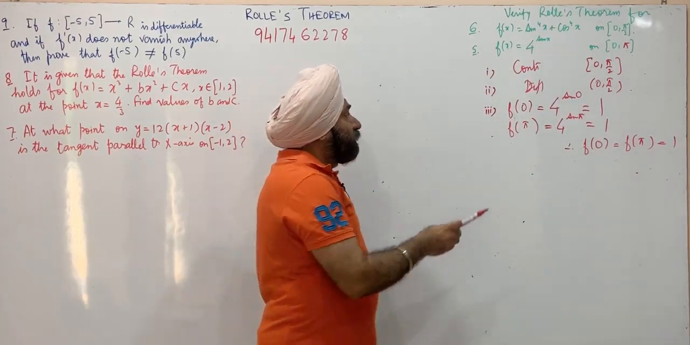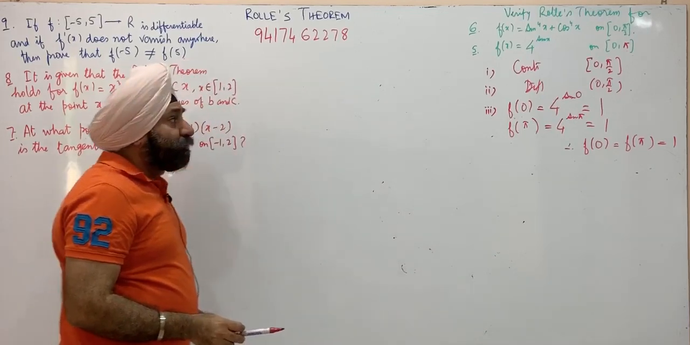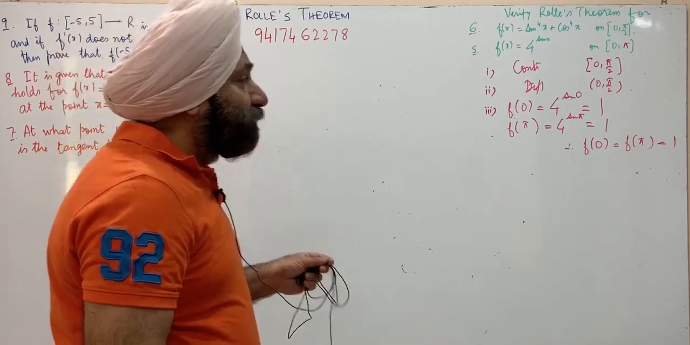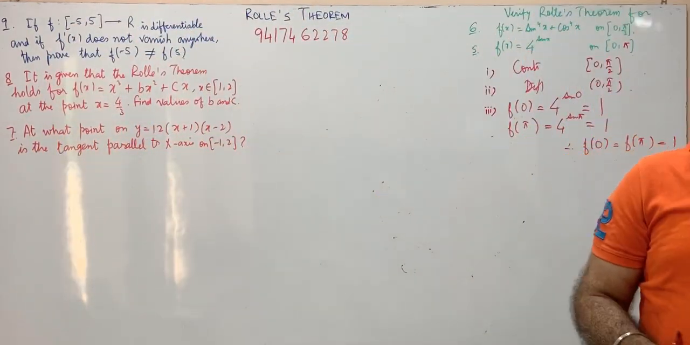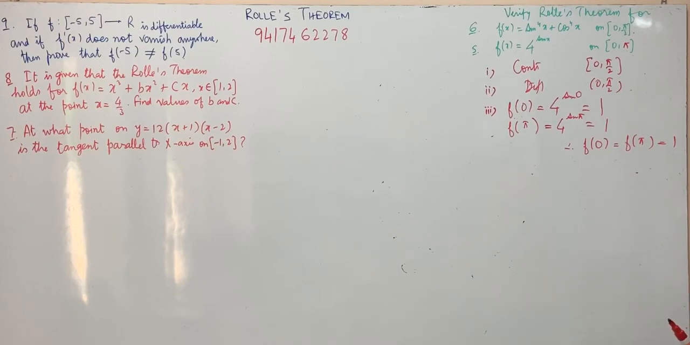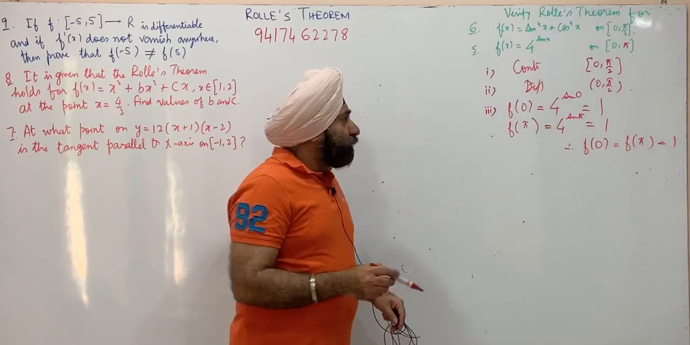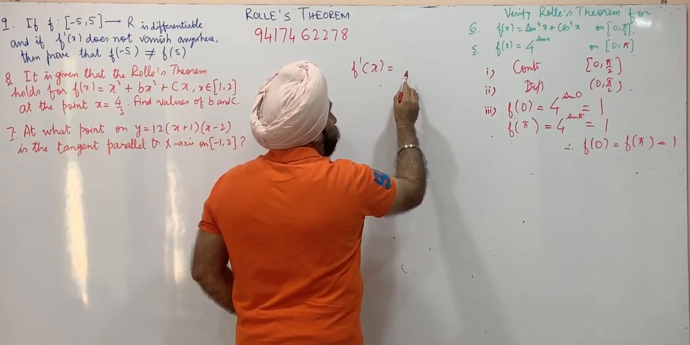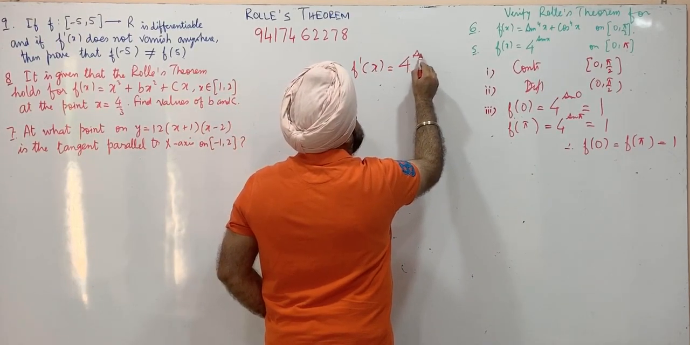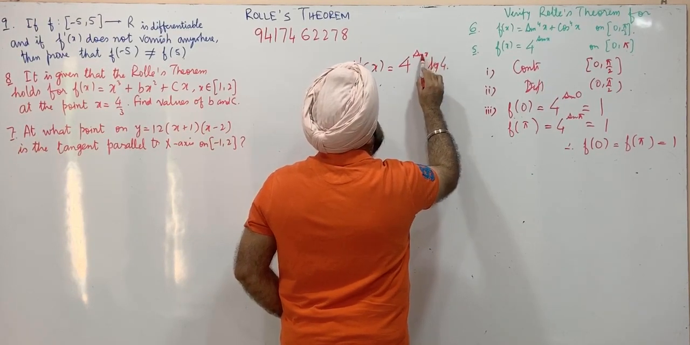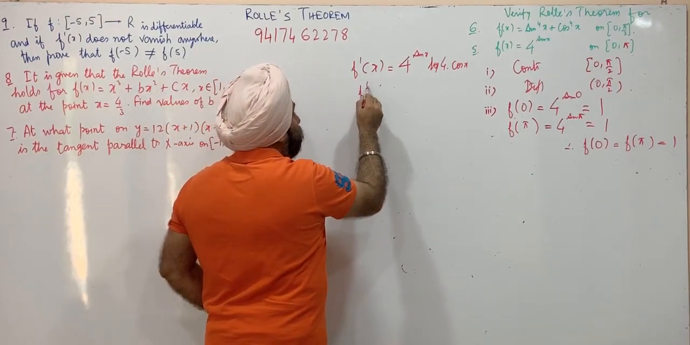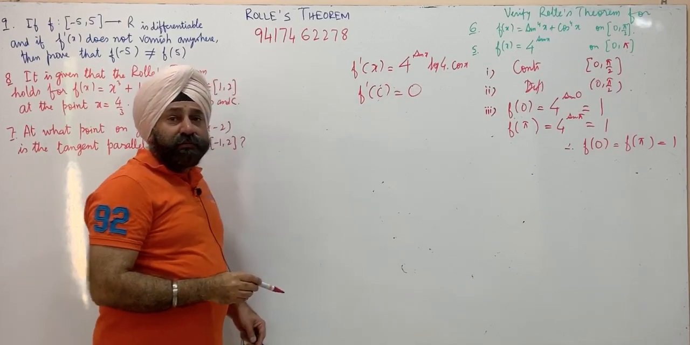So f of x satisfies all three conditions of Rolle's theorem. Therefore, Rolle's theorem is applicable to the function. So what is the result of Rolle's theorem? If f of x satisfies all three conditions, Rolle's theorem is applicable, and according to it, f dash of c is equal to 0. So let's find f dash of x. The derivative of 4 raised to something is 4 raised to something into log of 4 into the derivative of something, that is cos of x. And f dash of c is equal to 0. This is the result of Rolle's theorem.